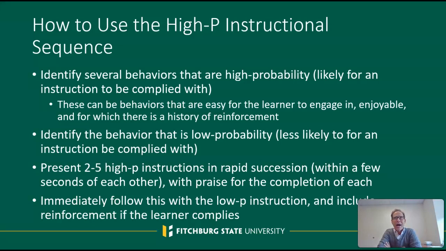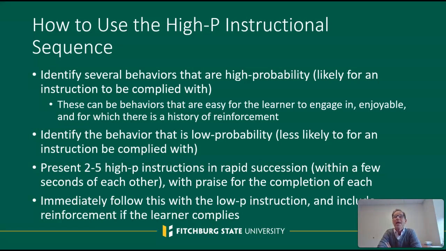After we've identified the high probability behaviors and the low probability behavior, we then want to present 2 to 5 high P instructions in rapid succession, really within a few seconds of each other, with praise provided for the completion of each. So we get these rolling, there's a high likelihood they're going to be complied with. As soon as they're complied with, we provide praise, and then immediately present the next one.